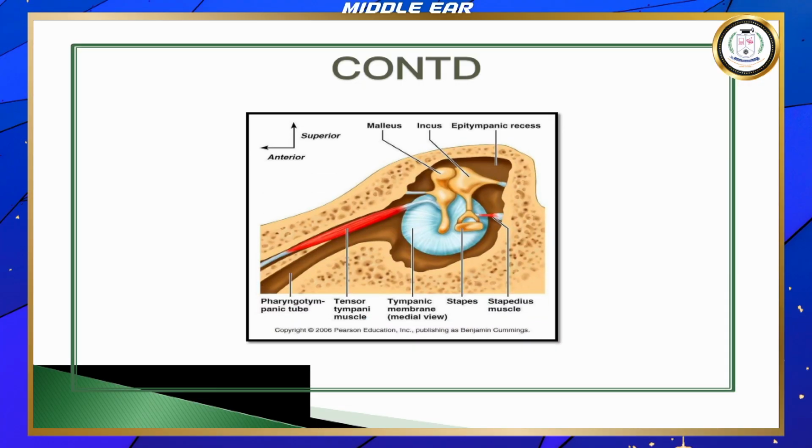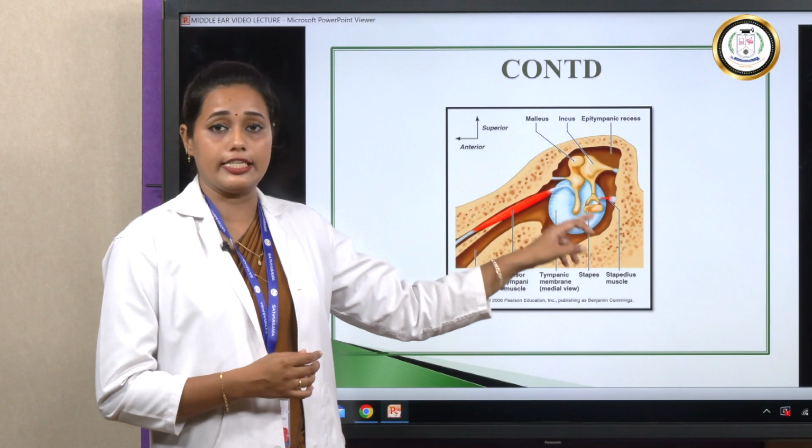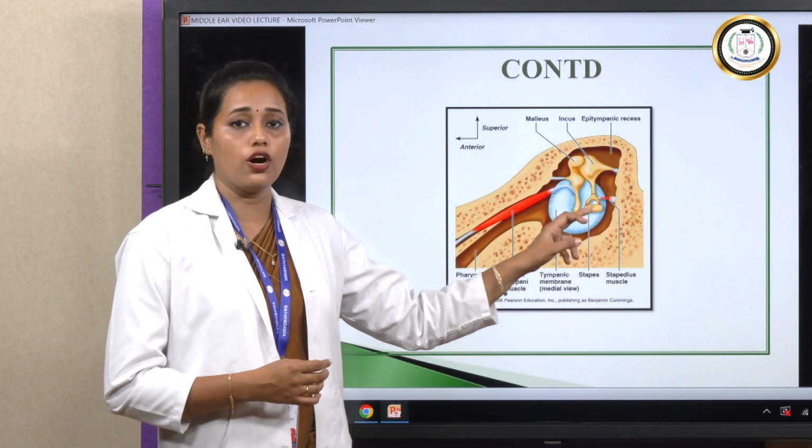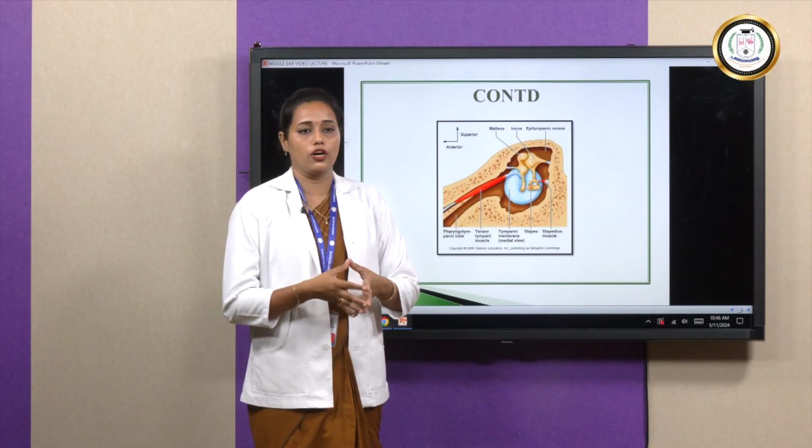So, we have a picture representation about tensor tympani. It is connected to the tympanic membrane, which maintains tension of the tympanic membrane constantly. And next comes the stapedius muscle. This stapedius muscle is attached to the neck of the stapes bone in order to reduce the movement of the footplate against the cochlea.